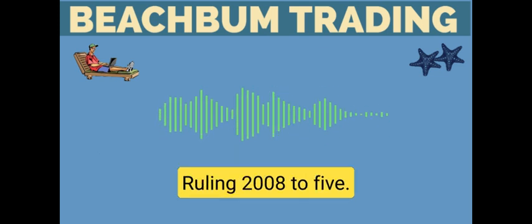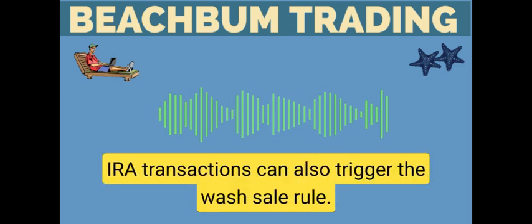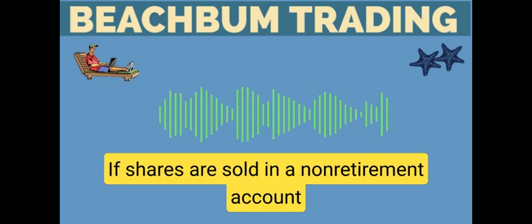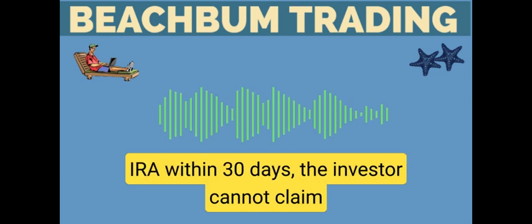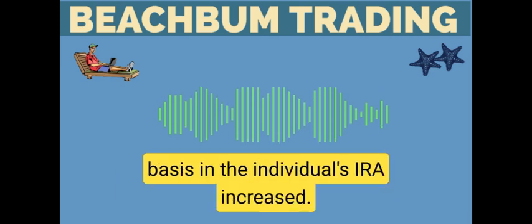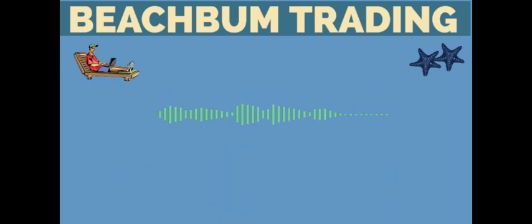Per Revenue Ruling 2008-5, IRA transactions can also trigger the wash sale rule. If shares are sold in a non-retirement account, and substantially identical shares are purchased in an IRA within 30 days, the investor cannot claim tax losses for the sale, nor is the basis in the individual's IRA increased.